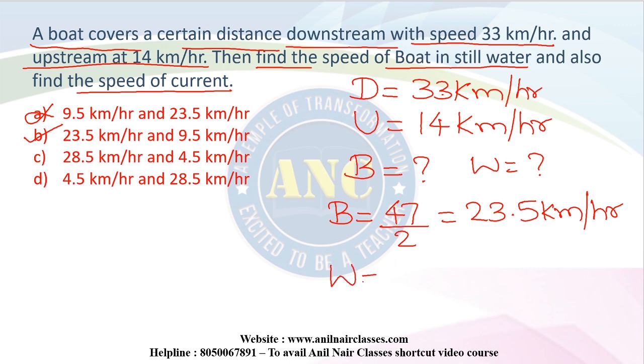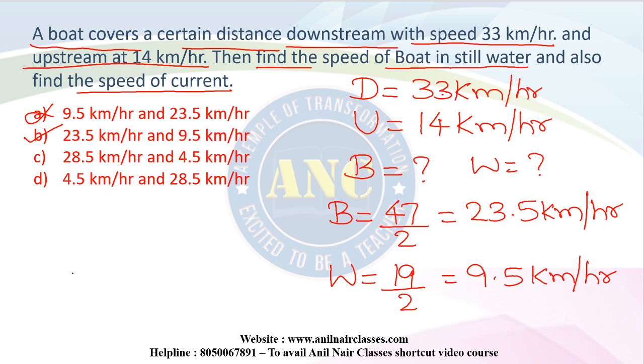But just to cross-check whether your answer is right or wrong, please also find the speed of water current. It is (D minus U) by 2. 33 minus 14 is 19. 19 by 2 is 9.5 kilometers per hour. So the answer for this question is option B, which is 23.5 kilometers per hour and 9.5 kilometers per hour.